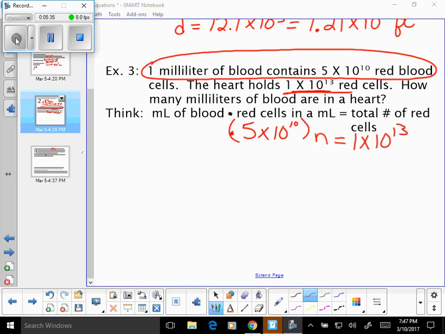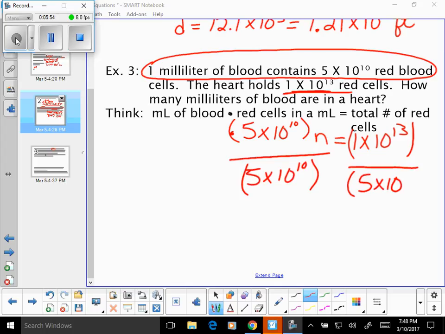This is a multiplication equation because we have 5 times 10 to the 10th times N equals 1 times 10 to the 13th. And I'm going to put this in parentheses as well. Now, I am going to divide by 5 times 10 to the 10th in order to solve for N.